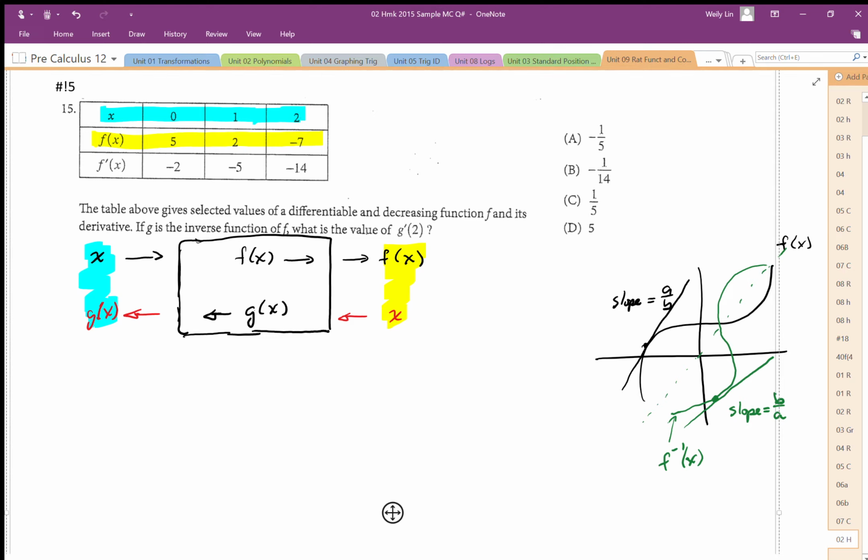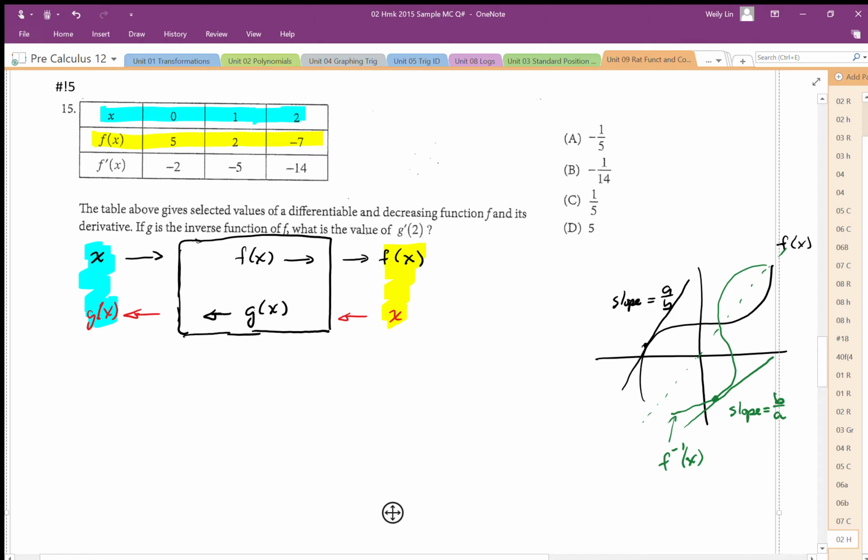For question number 15, it says the table above gives selected values of differentiable and decreasing function f and its derivative. And g is an inverse of f. So what's the value of g prime of 2? So we want to know the slope when x is equal to 2 for the g function.